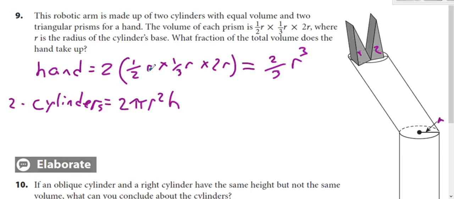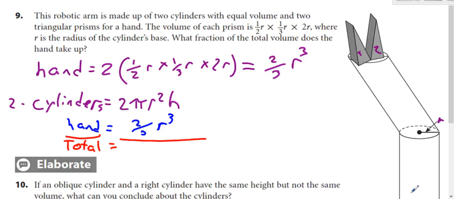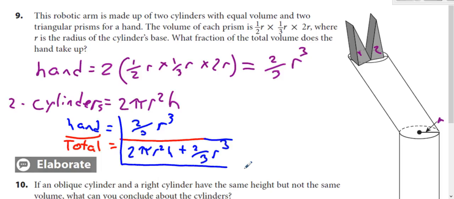What fraction of volume does the hand take up of the total volume? So here's the hand. 2/3 r cubed. And then it says of the total volume. The total volume would be the two cylinders plus the hand. And there it is, a fraction. That could be simplified a little bit, but that's the idea.